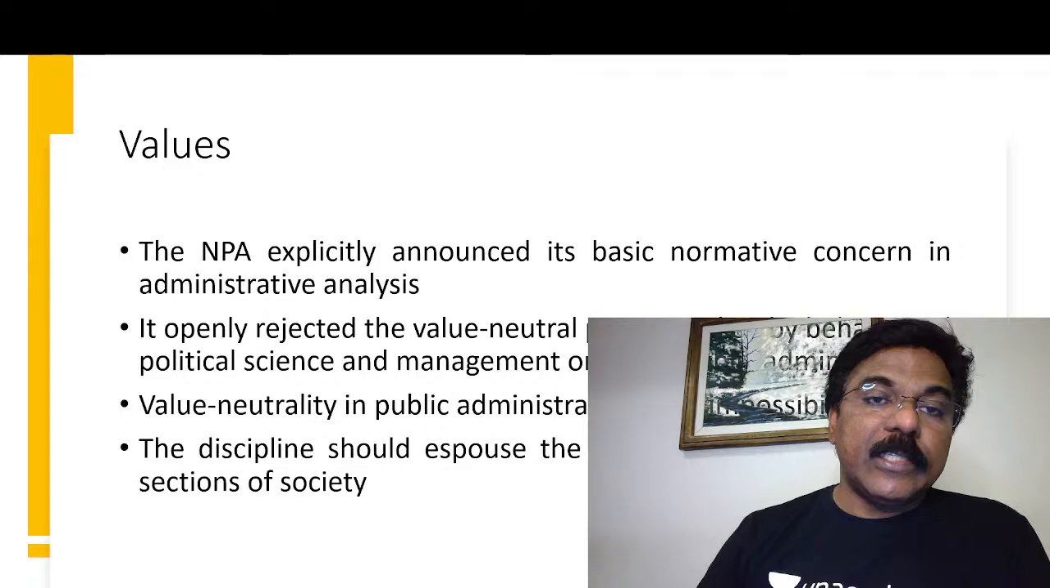The discipline should espouse the cause of the disadvantaged sections of society. So we should have values. We should be normative. That's the take on values. Right? So this we explained many times. I don't think it requires further explanation.